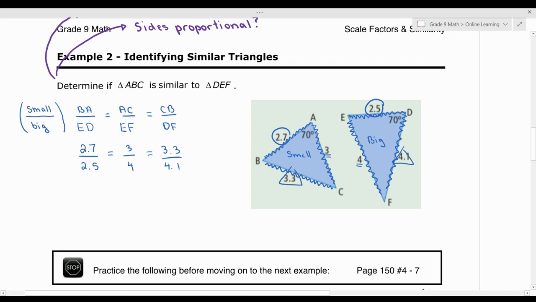So 2.7 divided by 2.5. This is going to clean up to give me 1.08. 3/4, I know that's 0.75. So right away, I can stop. These ones are not the same, so definitely these two triangles cannot be similar. But just to keep everything balanced, I will show the last one. 3.3 divided by 4.1. This ends up being 0.80. Okay, so because these are not the same, we would say sides are not proportional, which means these are not similar triangles.